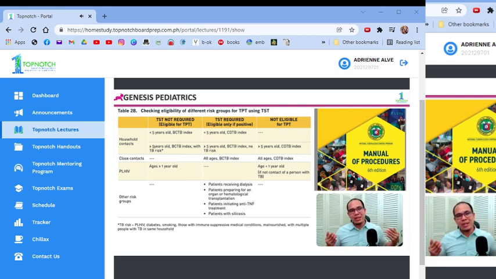Hopefully, in the next few slides that we'll be discussing, sana ma-summarize ko yung mga pinaka-important and sana maalala nyo. Okay? So, for example, like this table, this is very important. Okay? Ang tanong dito is, do you have to do your TST, your tuberculin skin test, before starting your TB prophylactic therapy, your TPT? Okay?